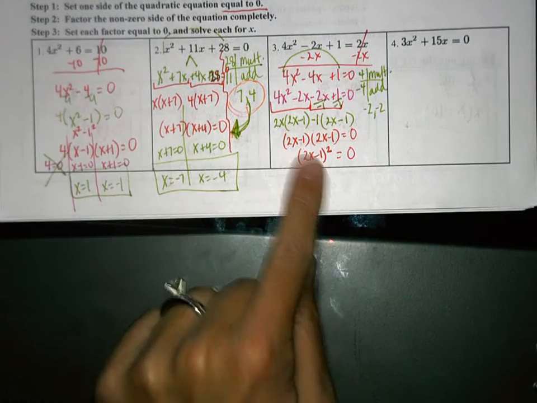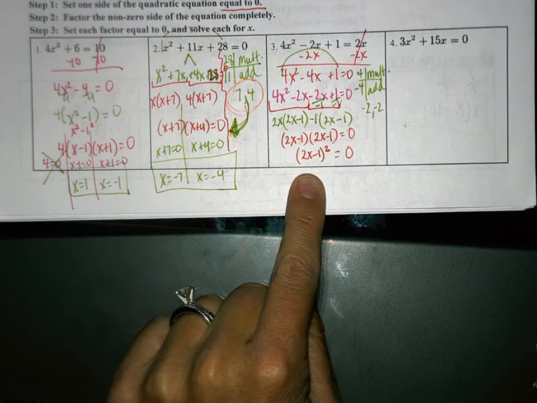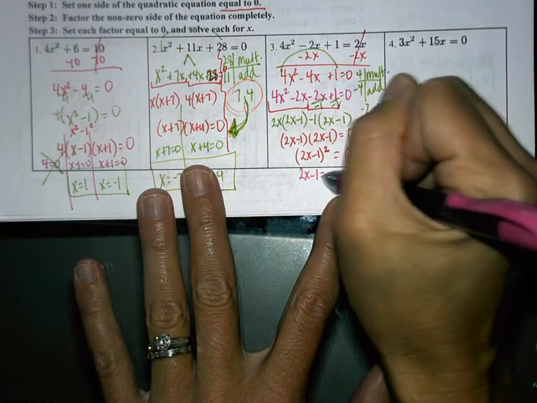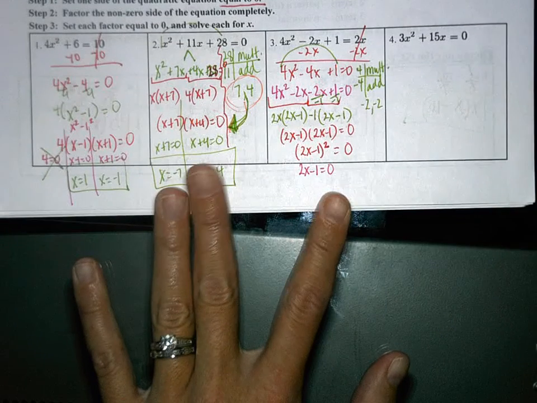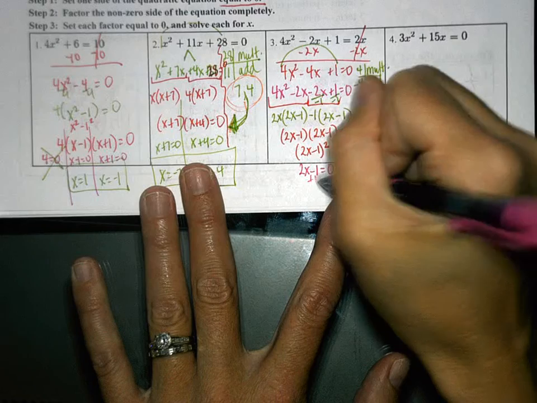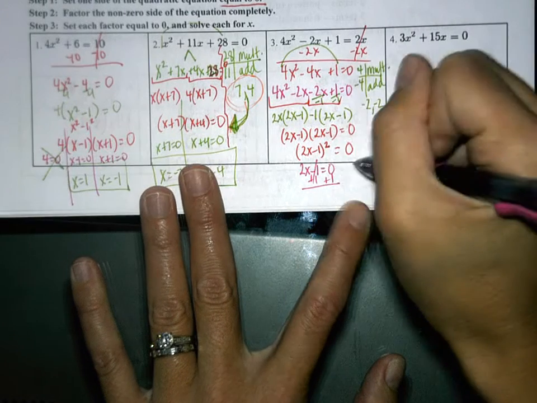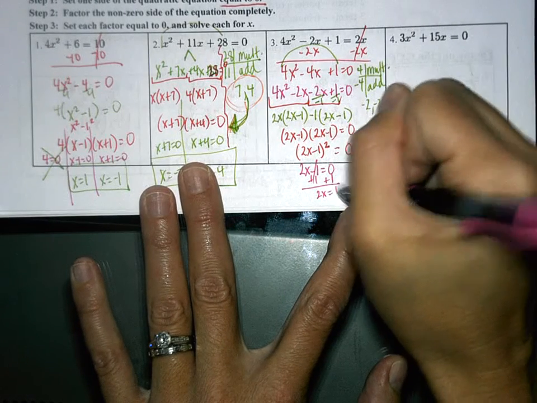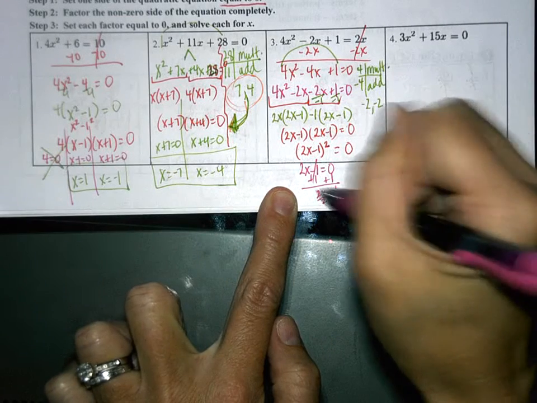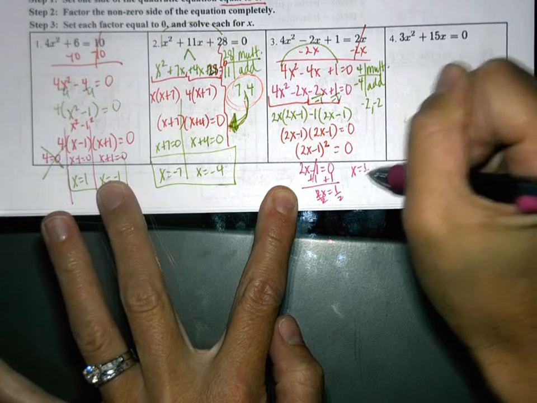Now, can you guys do this in your head? If you can't, you can show the work. If you can do it in your head, I'm okay with that too, as long as you don't mess up. But what would I do here in order to get the x by itself? Add 1. And so then I have 2x equals 1. And then my last step would be divide by 2. And so this answer is x equals 1/2.